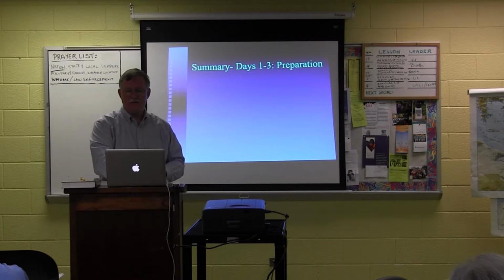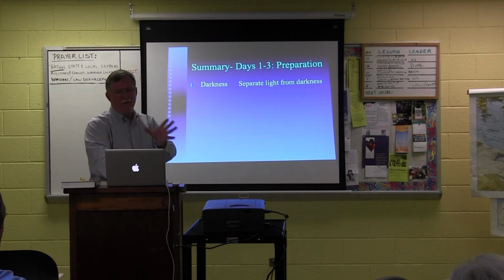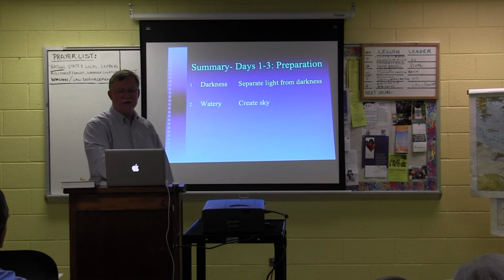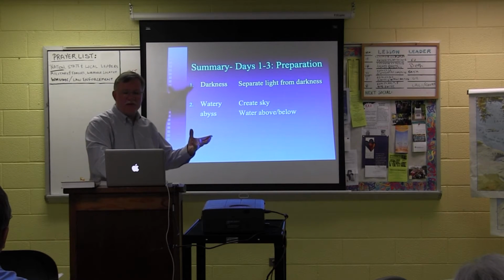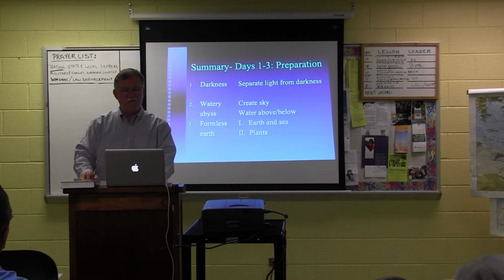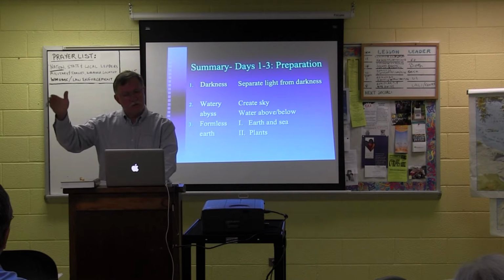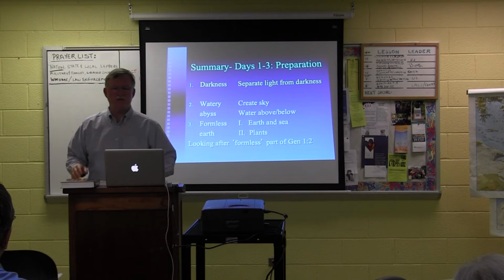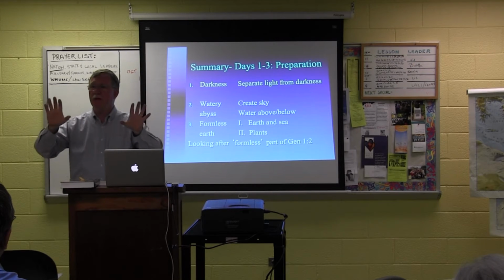So to summarize this, we have the darkness, and then God separates light from darkness. Then we have the watery abyss and sky, and the water below was formed. And then we have the formless earth, so the earth and sea and the plants are formed. The first part in Genesis 1:2 was that it was formless. Now we've got form.